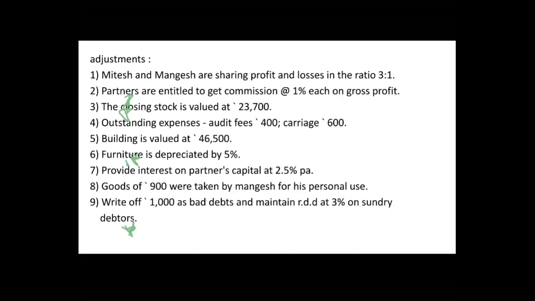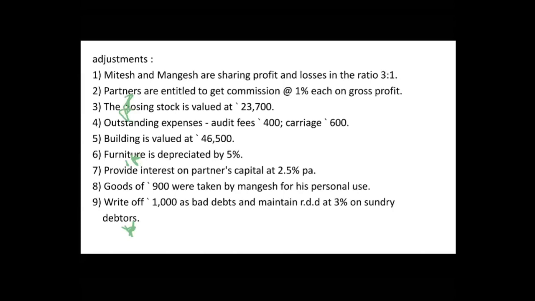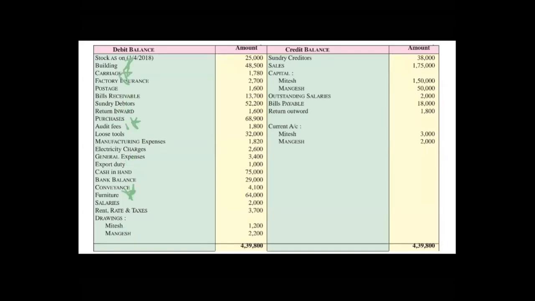The next is write off 1,000 as bad debts and maintain RDD at 3% on sundry debtors. Okay, so bad debts and RDD are both connected with the sundry debtors. Okay, so the first star mark you are going to do is on sundry debtors. So sundry debtors is there over here, if you will see. And second thing is the bad debts, but there are no bad debts given over here. So you will only star mark the sundry debtors.